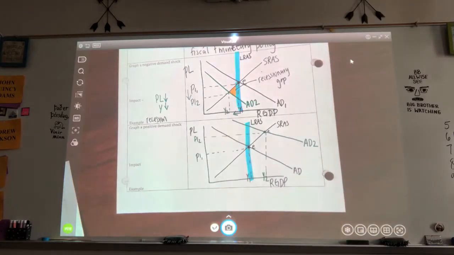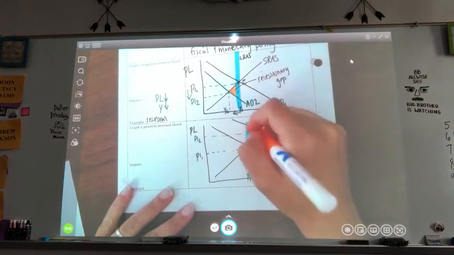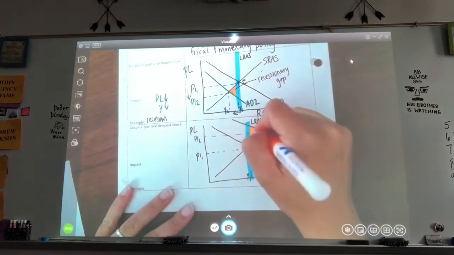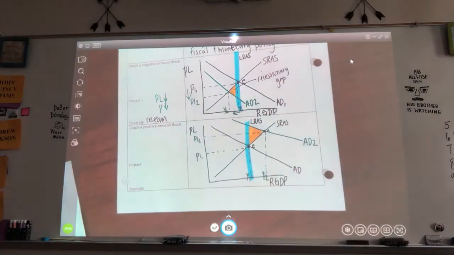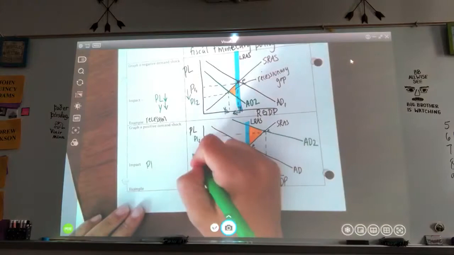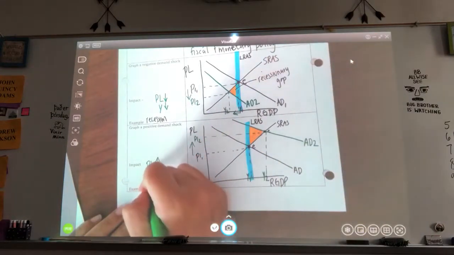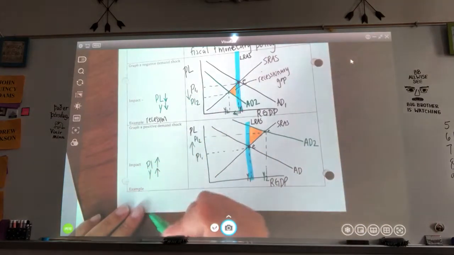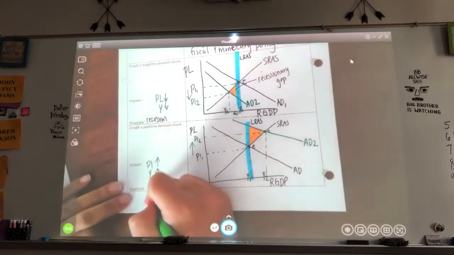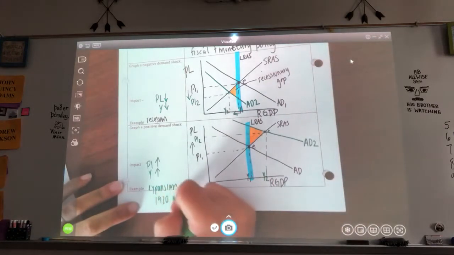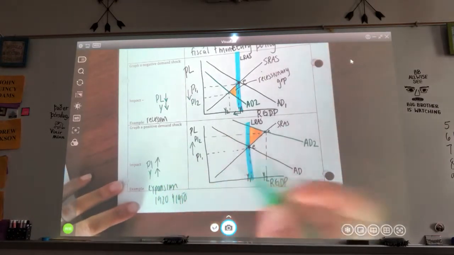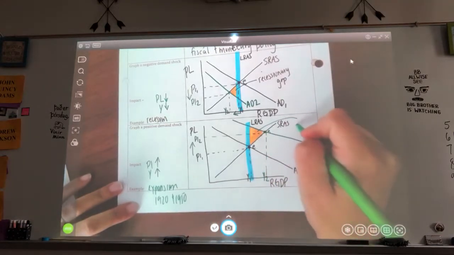Okay, so now, do y'all see the expansionary gap? So what has happened to price level? Price level has increased. The output has increased. This is going to be an example of an expansion. There are two times in history that we can look at this, the 1920s and the 1950s. Those are both great time periods, and this is an expansionary gap.